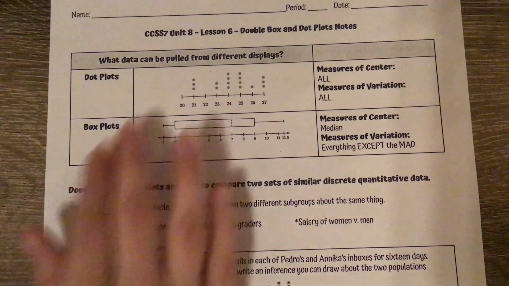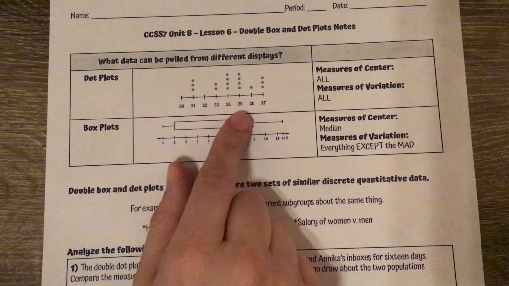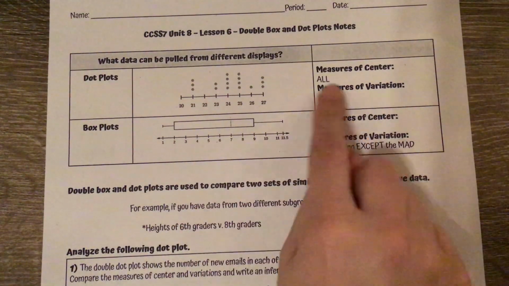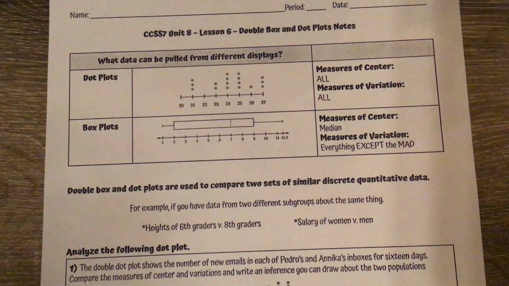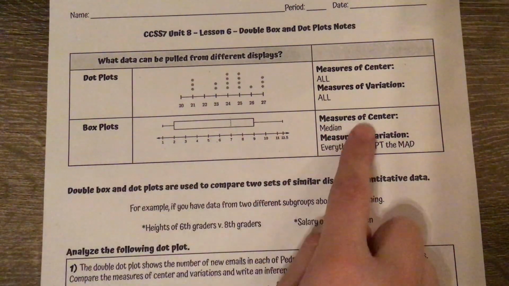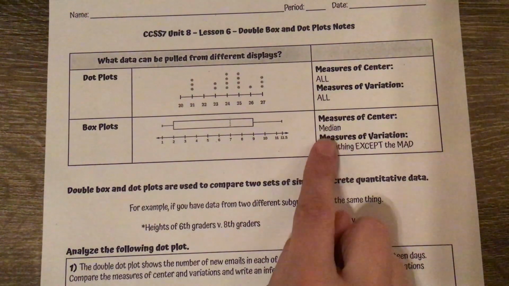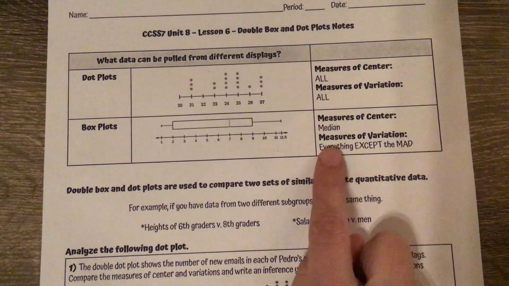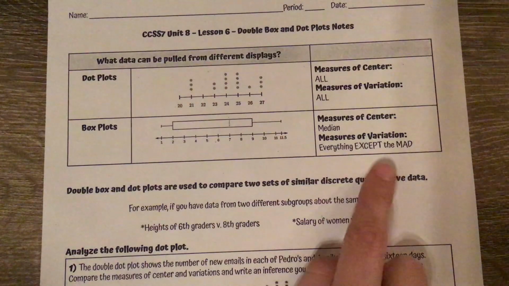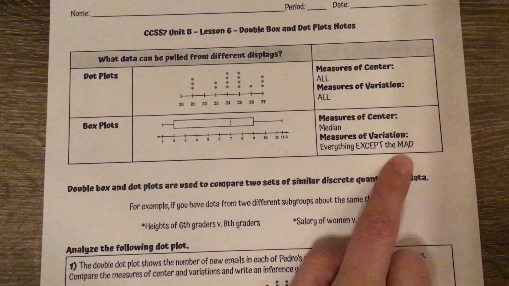Some things to note. From a dot plot, you can pull all of the measures of center and all of the measures of variation. For a box plot, the only measure of center that you can pull is the median because we don't know the individual data values. And for the measures of variation, everything can be pulled except the MAD, because for the MAD we need the mean.